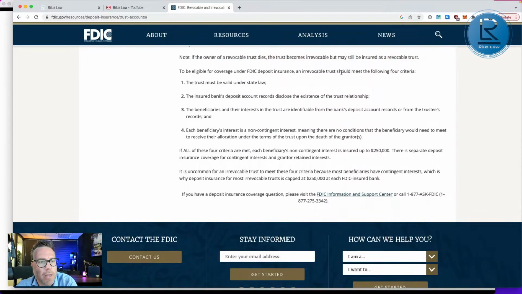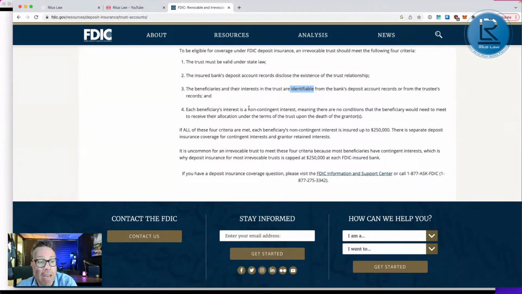It should meet the following 4 criteria. 1, it's got to be valid under state law. 2, it's got to be titled in the name of that trust. 3, the beneficiaries and their interests are identifiable. 4, the identifiable beneficiaries have a non-contingent interest.